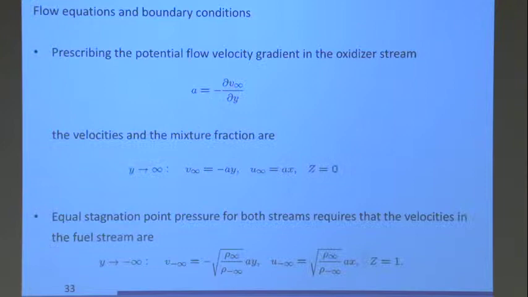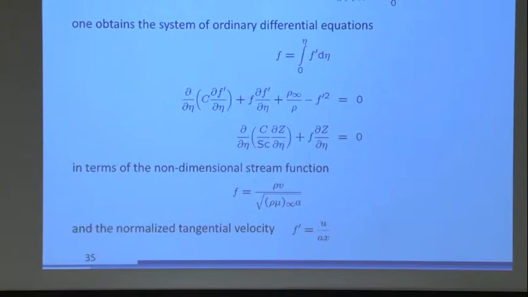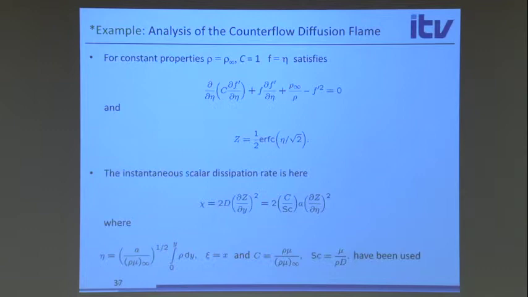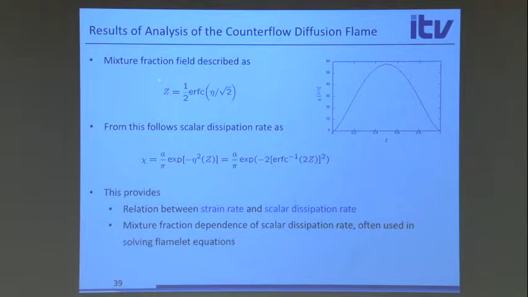Okay. So if we use the similarity form, then it allows us also to get an analytic solution. This is shown here in this example. I won't go through the details, but at the end of the day, you can get an expression for the mixture fraction as a function of the similarity variable in the counterflow diffusion flame, and that allows you to express the dissipation rate. The dissipation rate is nothing else than dZ/dη squared, which allows us to get an expression here for the dissipation rate.